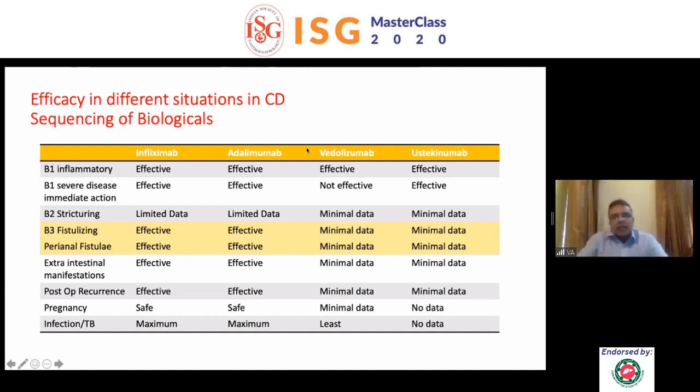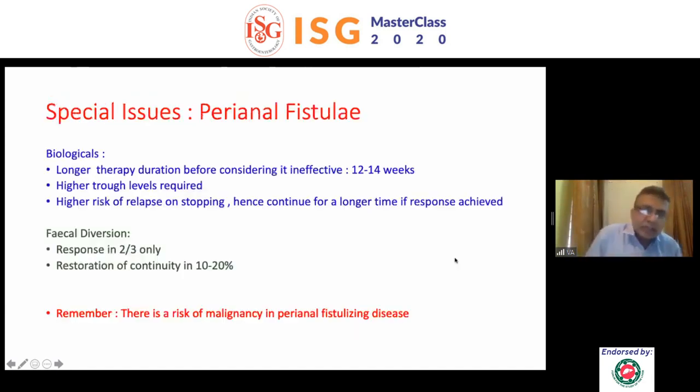If you look at this chart very carefully, what we find is that infliximab and adalimumab seem to be effective in most groups of patients, every group of Crohn's disease patients we deal with, including pregnancy, post-operative recurrence, and extraintestinal manifestations. Vedolizumab would be effective in B1 inflammatory disease, but not very severe disease where you want an immediate response, or in the elderly or in patients where the risk of infection is very high. There, if they have a luminal disease, vedolizumab can be the first line of therapy. Ustekinumab, again, is effective till now. Data is available only for inflammatory disease, not for stricturizing, fistulizing, or extraintestinal manifestations.